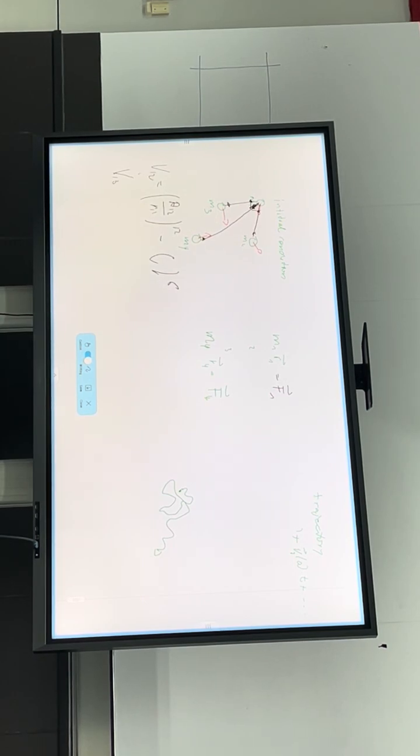Electric engineers, do you know about multipole expansion? Monopole, dipole, quadrupole? No? No? Okay, we will talk about this maybe next year.